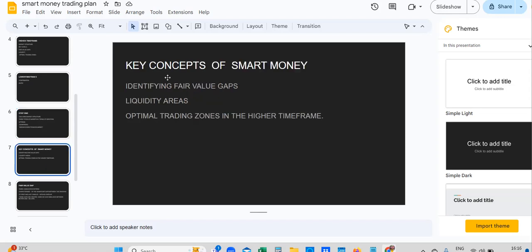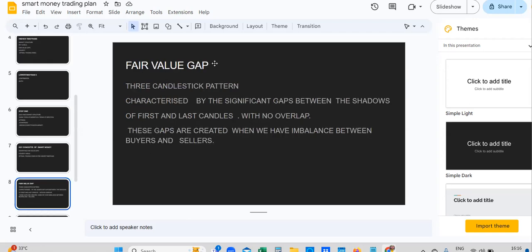And we are going to analyze the key concepts of smart money. The key concepts of smart money are identifying the fair value gaps and also liquidity areas. I'll talk about that. Liquidity areas are where equal highs and equal lows are made. So those are the liquidity areas, and also optimal trading zones in the higher time frame. Optimal trading zones mean order blocks, buy order blocks or sell order blocks in the higher time frame, to make a trading plan.